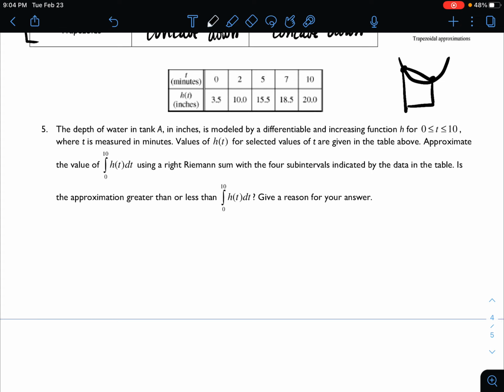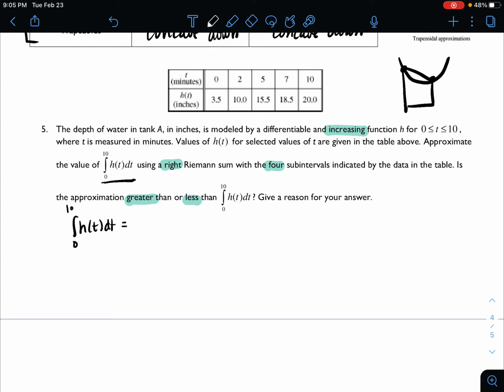So for example, in number 5, the depth of water in tank A in inches is modeled by a differentiable and increasing function. So I bet it's going to be important that it says increasing. For the interval from 0 to 10, h of t is given in the table. We want to approximate the integral from 0 to 10 of h of t using a right Riemann sum with the 4 subintervals indicated by the data in the table. And then it asks us, is it greater than or less than our integral, which is really saying, is it an overestimate or an underestimate? So we'll figure all of that out. So let's do our approximation first.